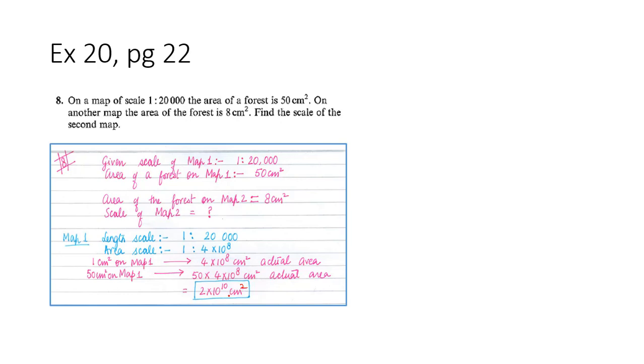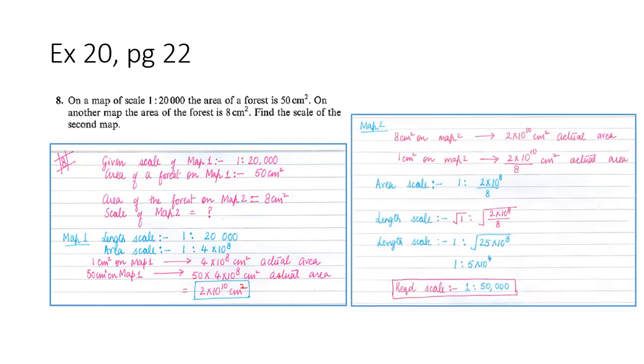Now this same area is represented on another map, and we need to find out the scale of that second map. So that's the way it is. 8 centimeter square on map 2 represents the same actual area which was represented on map 1, so it is 2 into 10 raised to the power 10 centimeter square actual area. So here again we use the unitary method, and we find out that the area scale is 1:2 into 10 raised to the power 8 divided by 8.